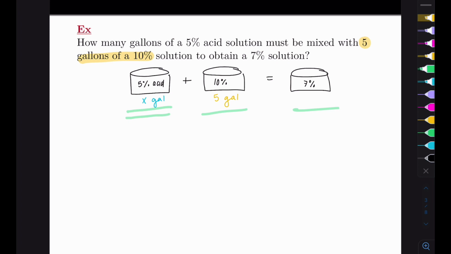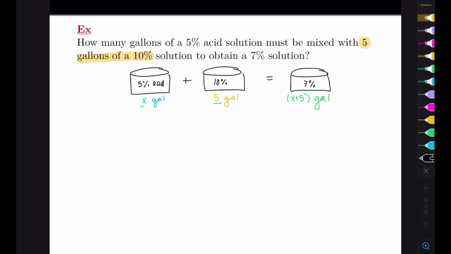If I need 9 gallons of this and I'm mixing it with 5 gallons of this, I have 14 gallons in the end. So no matter what I do, the amount of gallons we have is the two added together. So it results in the expression X plus 5 gallons. If you can draw this picture, you can come up with the equation that you want, and then you can solve for that unknown.